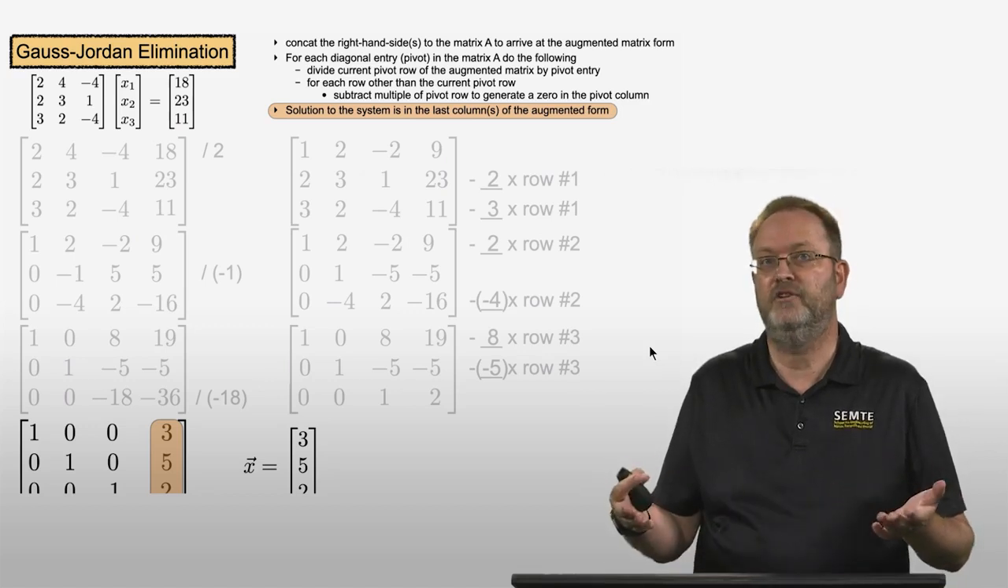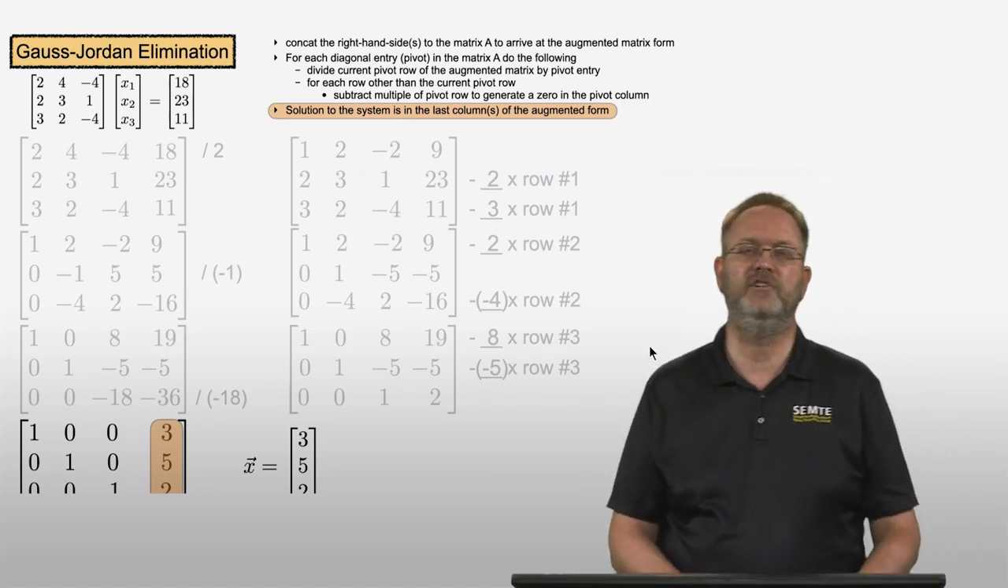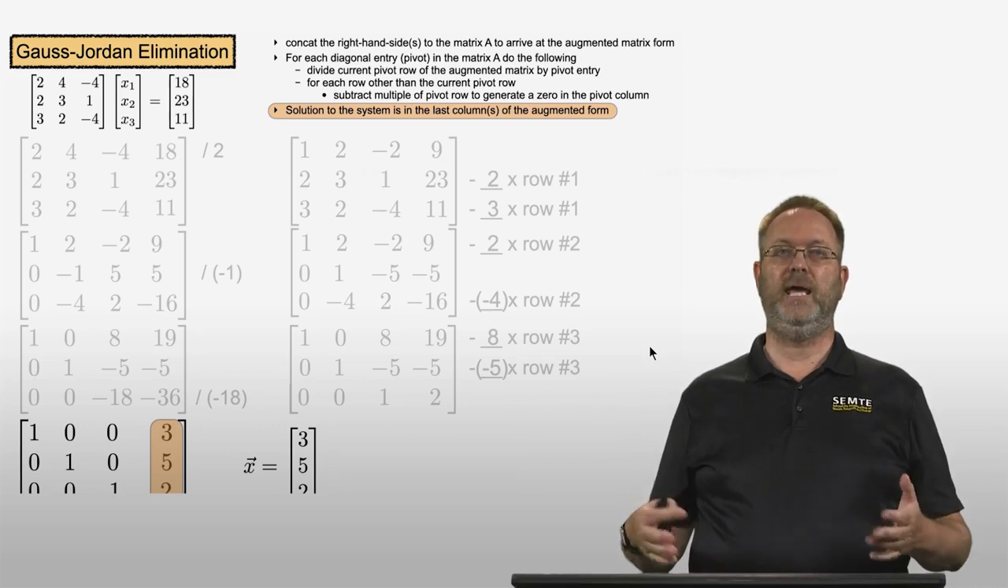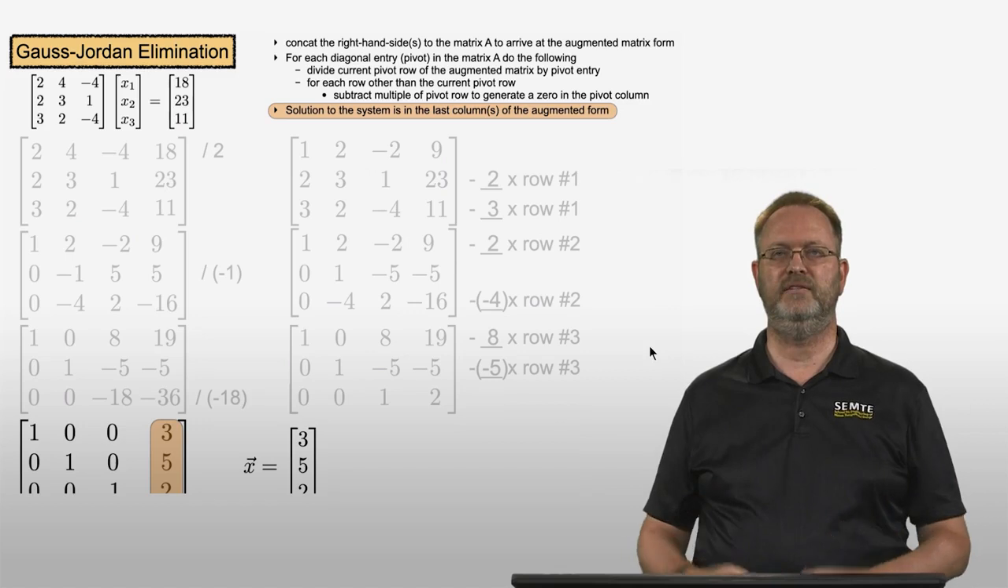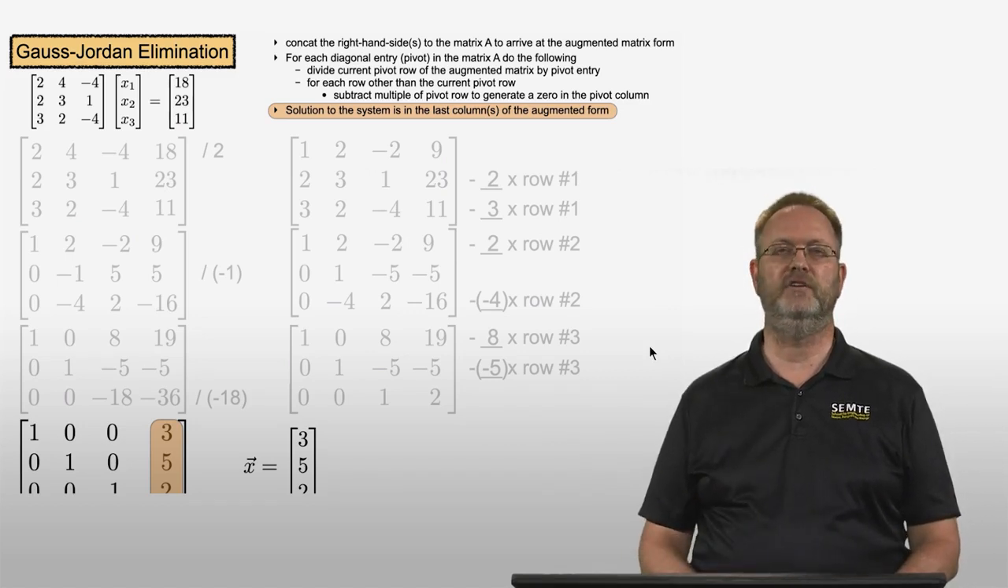So that's an application of the Gauss-Jordan elimination algorithm to a matrix system if you do this by hand. And you'll see that this is quite long and tedious to do. So next up, we will develop the code to let the computer do this for us.